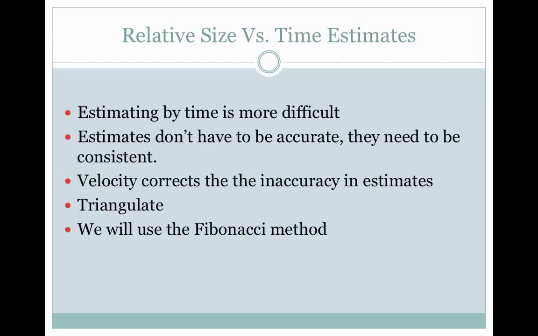in your estimating. You can also triangulate by looking at a bigger and a smaller story than the story you're sizing. This one's an 8, this one's a 3. It's in between that, so it must be a 5. And we will use the Fibonacci method, which is a common method in relative sizing.